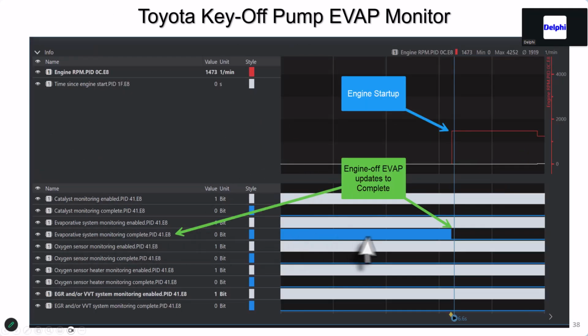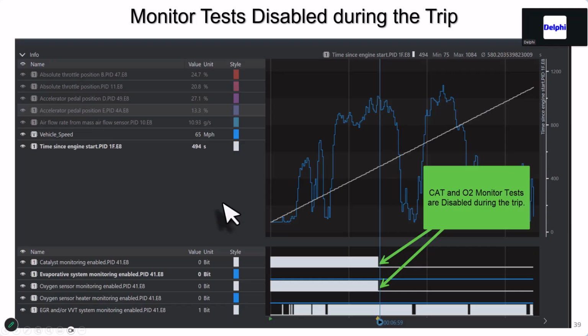This is the evap. So this is a Toyota that when you turn the key on, reports is complete. So this means overnight the pump system ran. So when I started up, it updated and said that the evap was now done. So when you have a key off system, you got to turn the key on, start it up, and have it update.